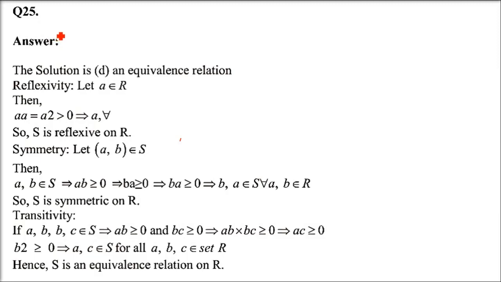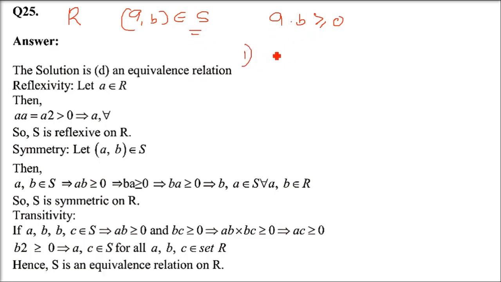Question 25. S is a relation over the set R of all real numbers and it is given by (a,b) belongs to S. And what is this S? The relation is saying a into b, a dot b, a multiplied by b has to be greater than or equal to 0. Okay. So what do you see here? S set.